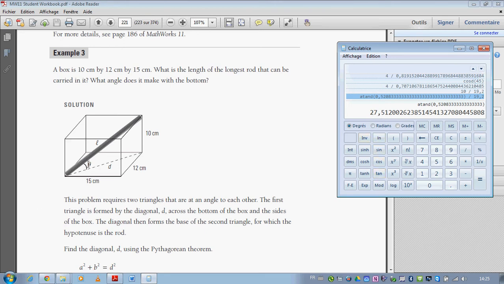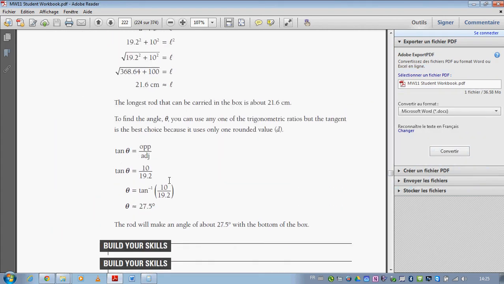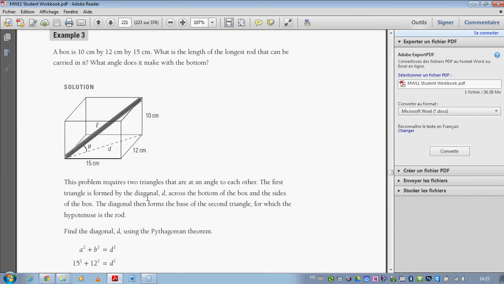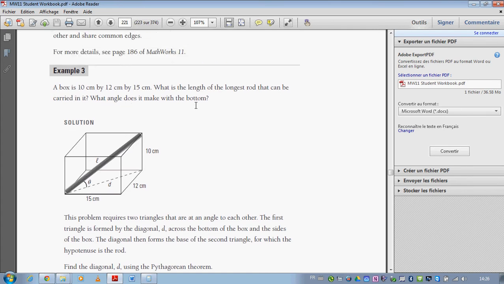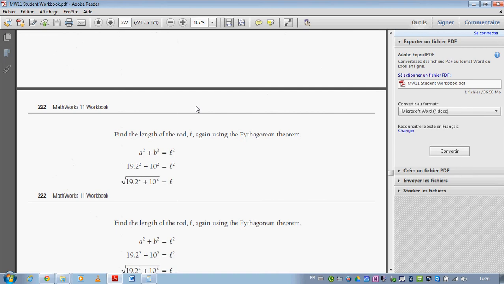So that means that this angle right here is at an angle of 27.5 degrees, and that's the angle that it makes with the bottom of the rectangular prism. So there you go, there's 27.5 degrees. Again, that's just using one side of a triangle and figuring out that side of one triangle, then using that side to figure out other information about another part of the triangle. Okay, so this is what this little subtopic has also been all about.